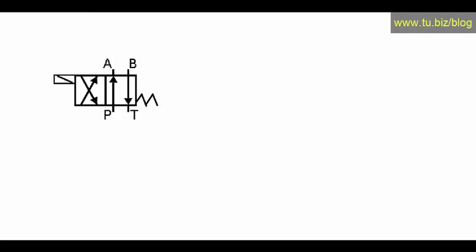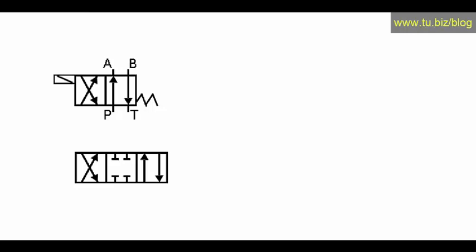Let's go with the following valve. As you can see, you have a three-position, once again, with three squares instead of two squares. We have different centers for these valves. This one, for example, we have a closed center in which P is closed, T is closed, A and B are closed, and that is a three-position four-way closed center valve.